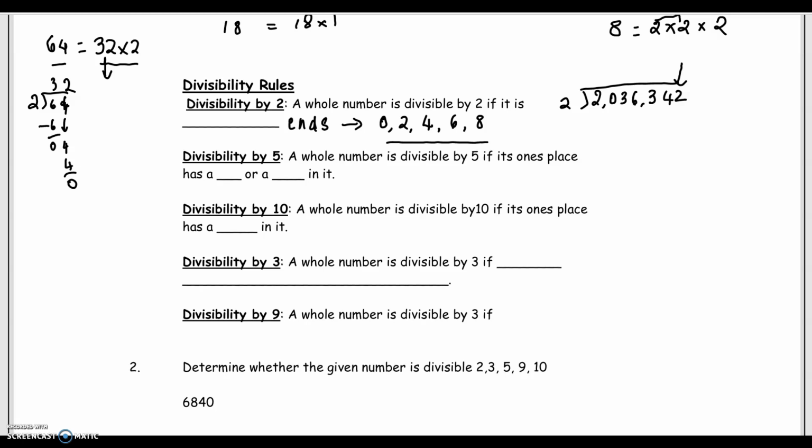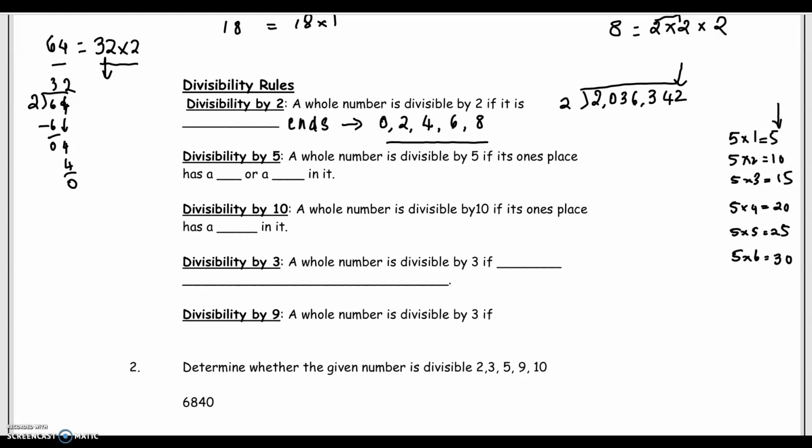Now the next one, how do we know that a number is divisible by 5? Think of the 5 times table. 5 times 1 is 5. 5 times 2 is 10. 5 times 3 is 15. 5 times 4 is 20. 5 times 5 is 25. 5 times 6 is 30. Now we can keep going on, but notice the digits.